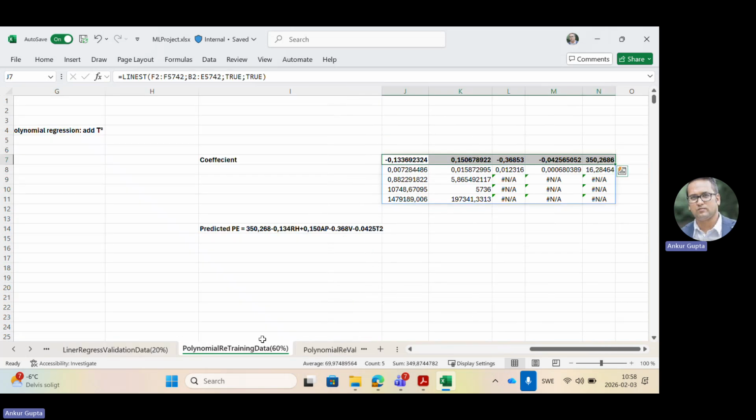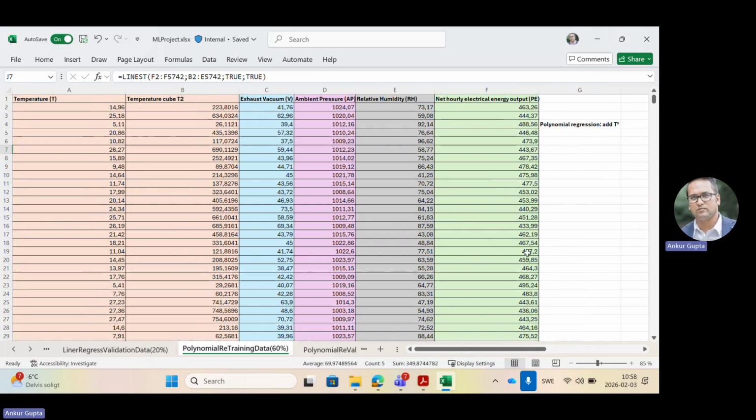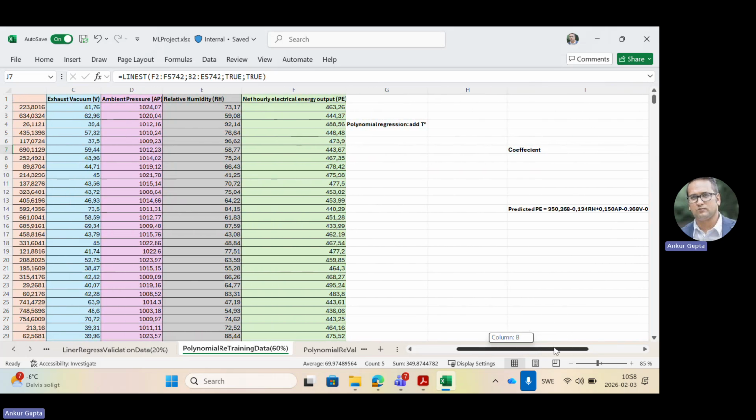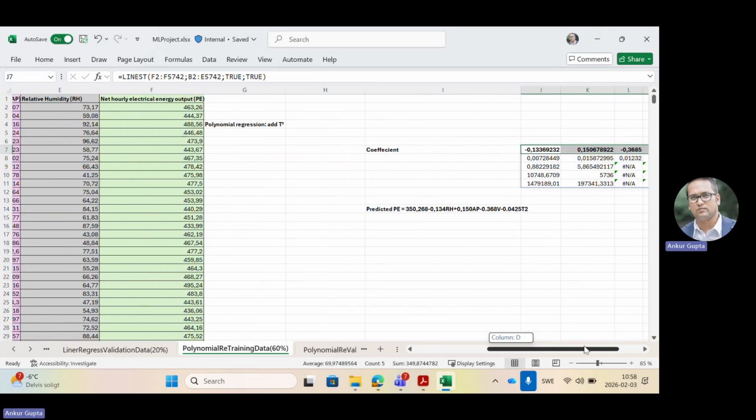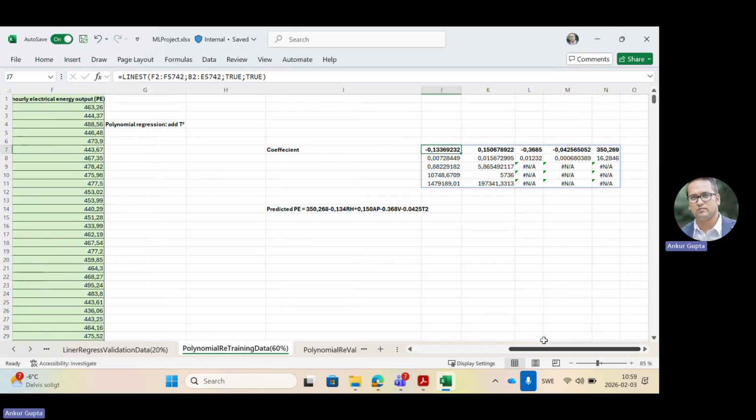But then we also tried polynomial regression, and there we calculated the polynomial regression using the temperature squared. Everything else remains the same, and then a predictive model came out to be this based upon these coefficients, for which we also used the same function, LINEST.